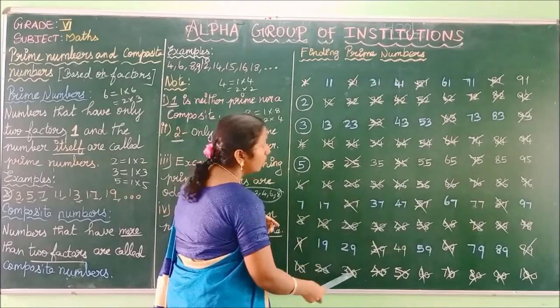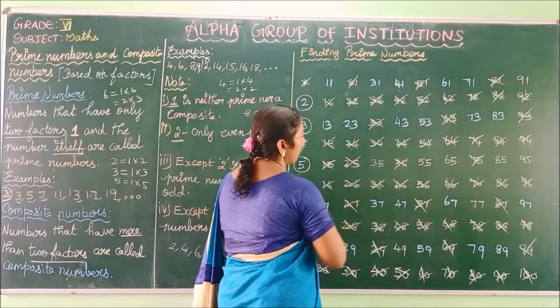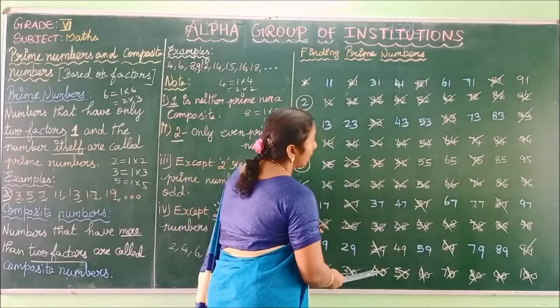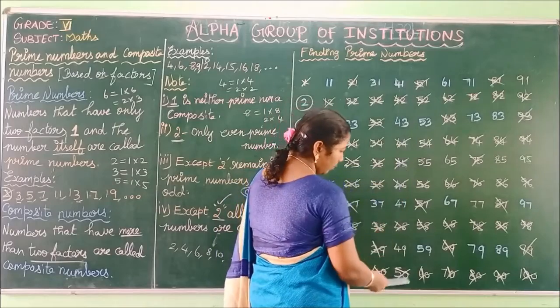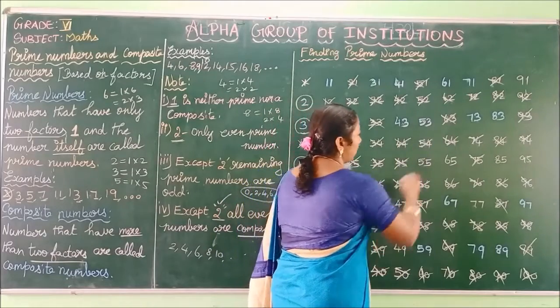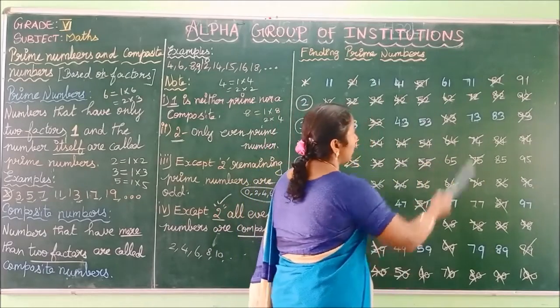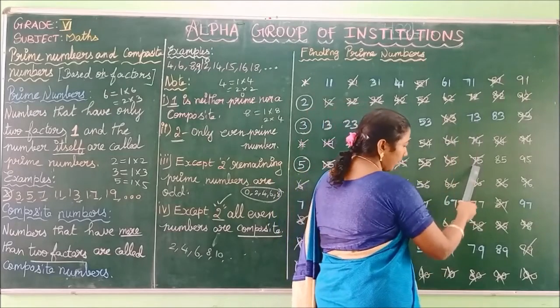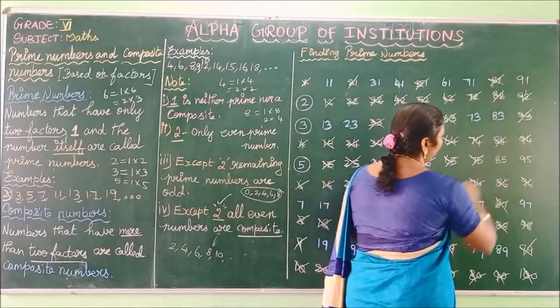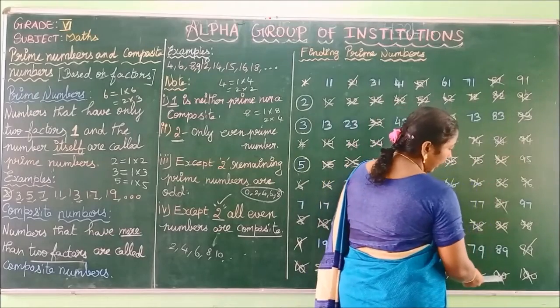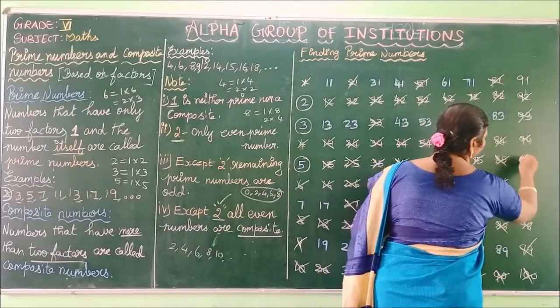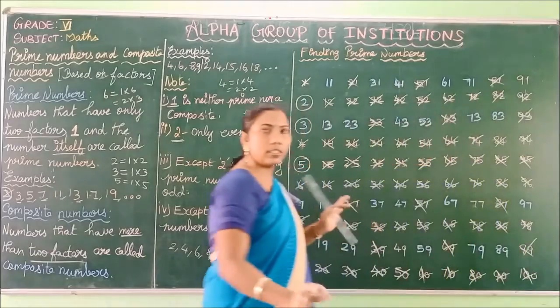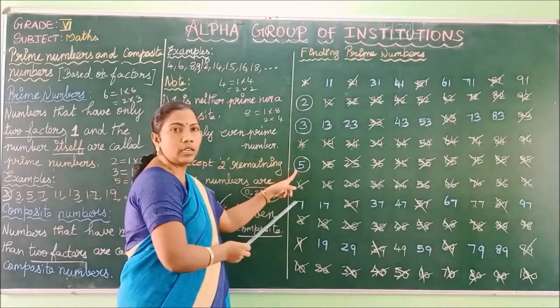See here, no one. 35, and then 40, 45, 50, 55, 60, 65, 70, 75, 80, 85, 90, 95, 100. Thus are cancelled. Thus we have circled 5.